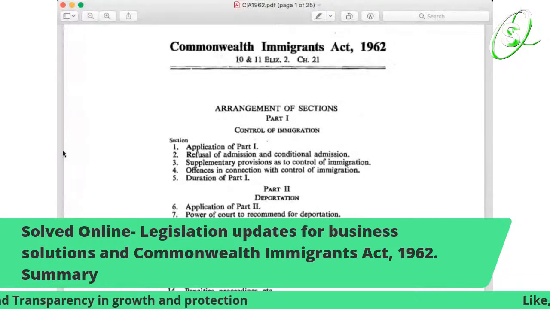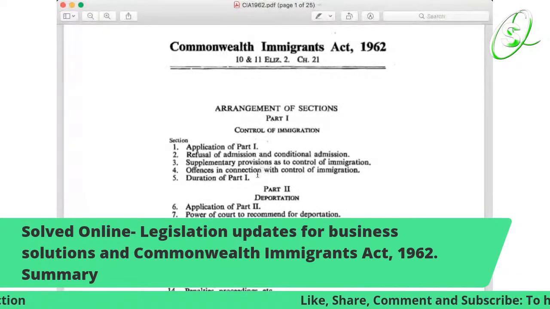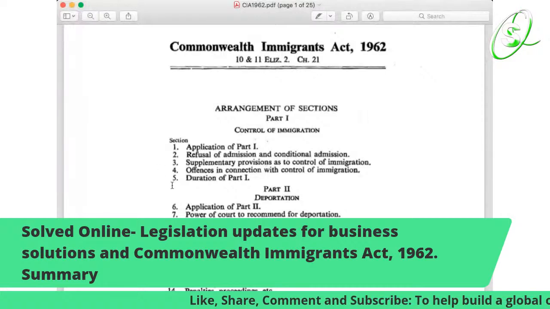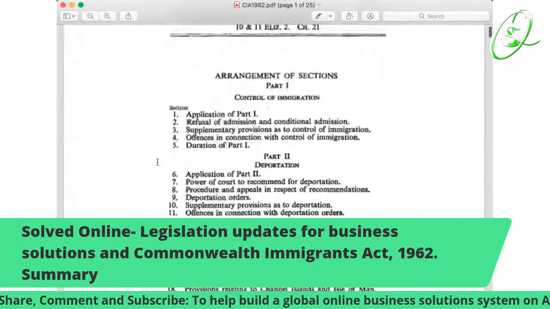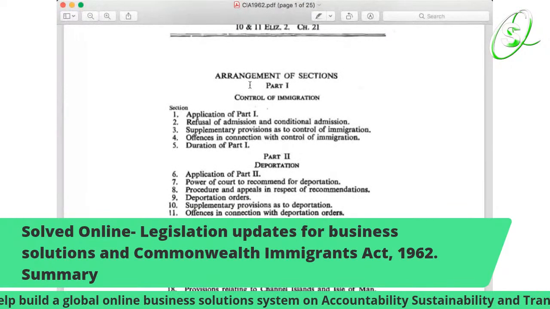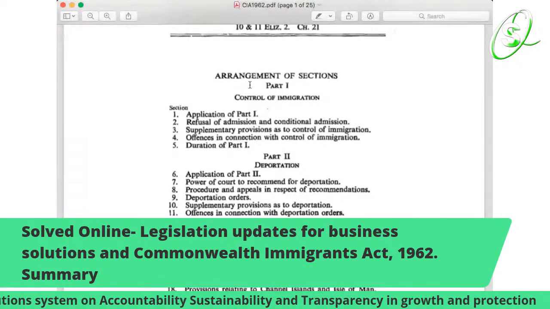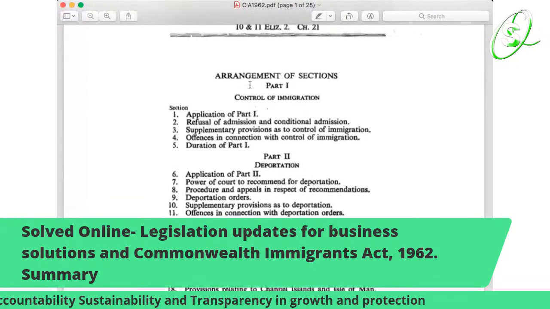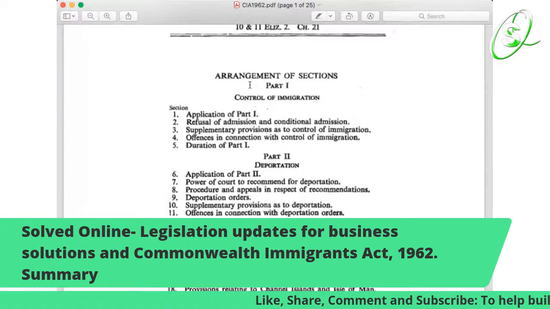So it shows you immigration control number 1, because of the application of part 1. So this part is most important. Because in the Commonwealth Immigration Act 1968, it refers to the application of part 1. So if you check it out and follow it, you will see that I'm saying exactly what you will actually see. So the accountability is there.